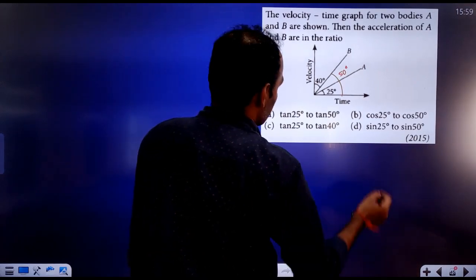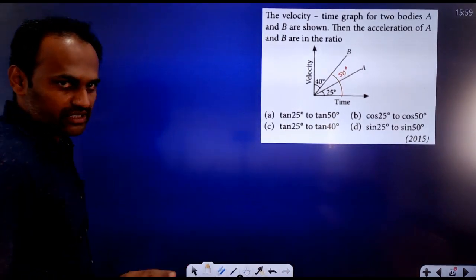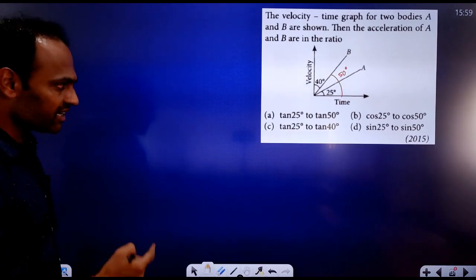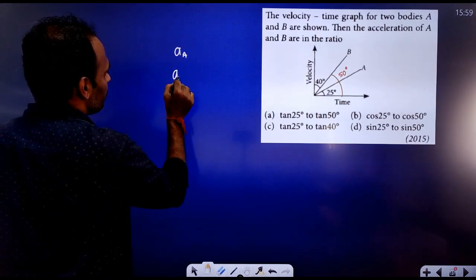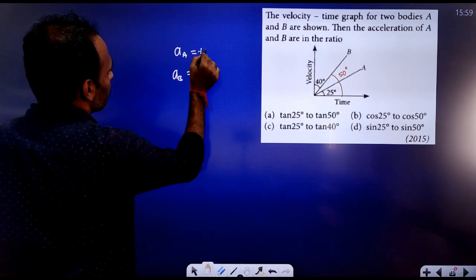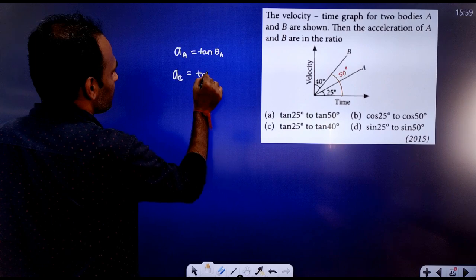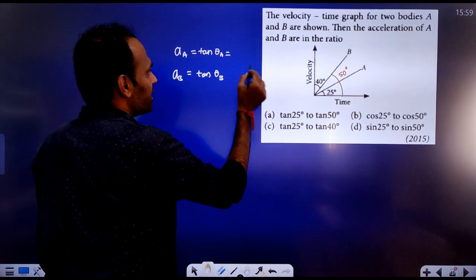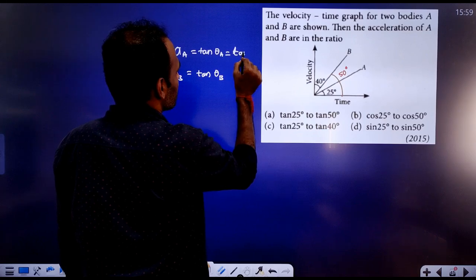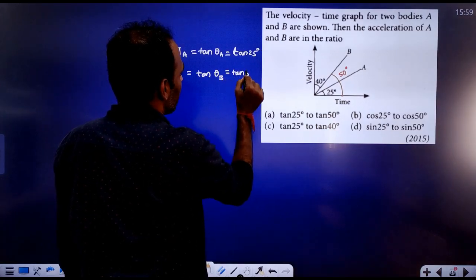So what has to be the answer then? They are asking acceleration. The slope of VT graph gives acceleration. Slope means what? Tan theta. So acceleration of A and acceleration of B they are asking. Acceleration of A means tan of the angle of A, and acceleration of B means tan of the angle of B. The angle of A is 25 degree, so it is tan 25 degree. Then the angle of B is 50 degree, so it is tan 50 degree.